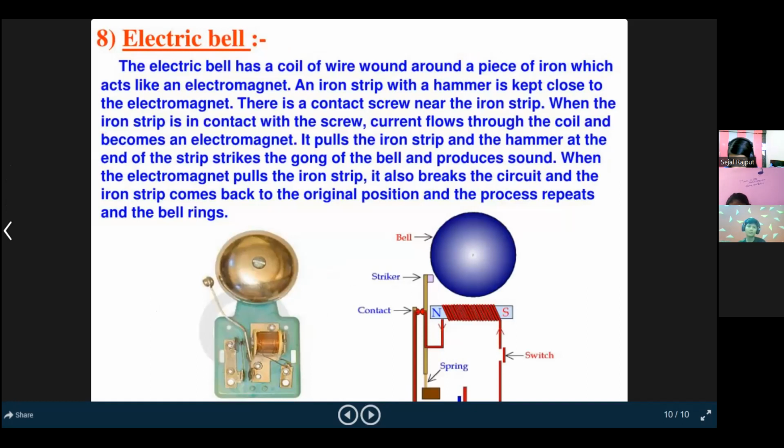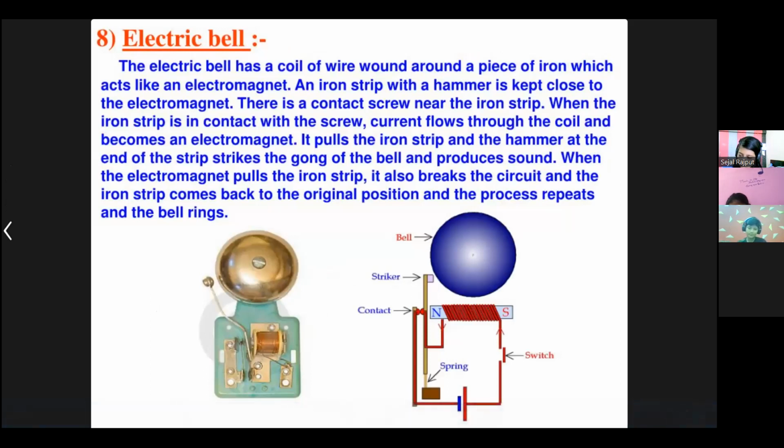Its practical application is seen in the electric bell. So children, this question may come for 5 marks with diagram and labeling, as we have done the labeling in the mock paper. You have to explain the electric bell, and on which principle it is based. Electric bell is based on which principle? Magnetic effect of electric current.